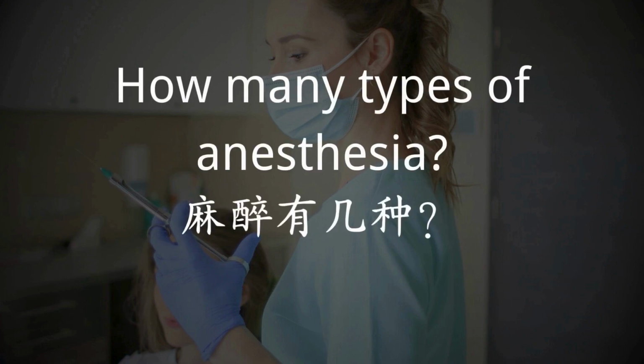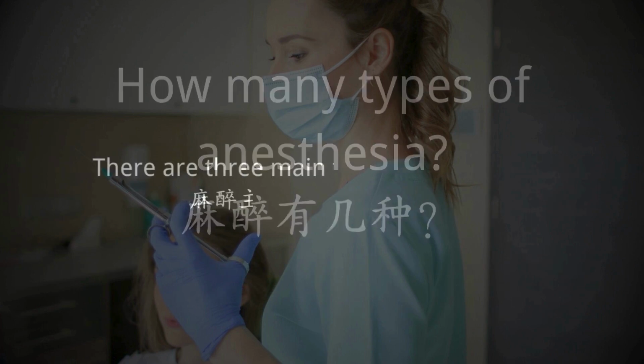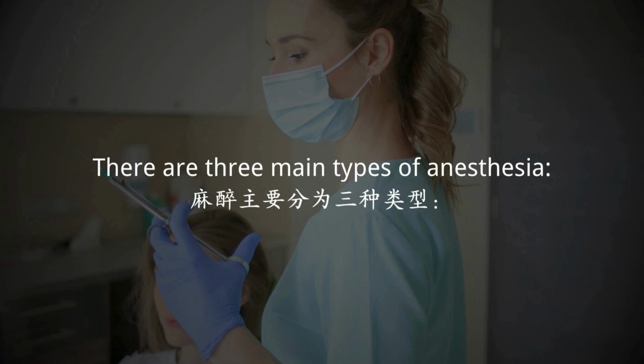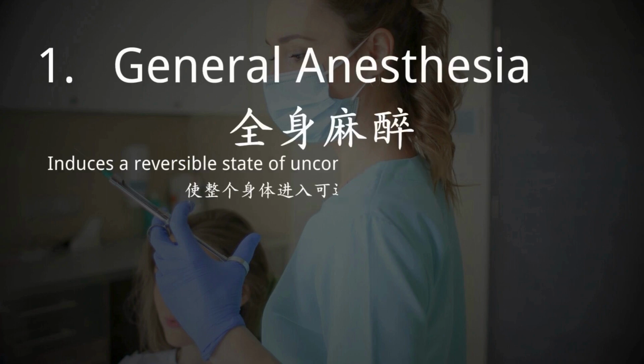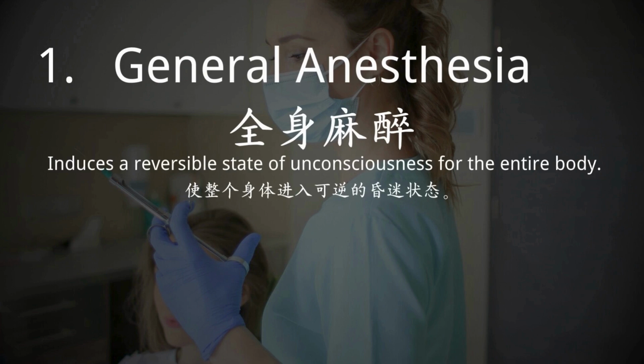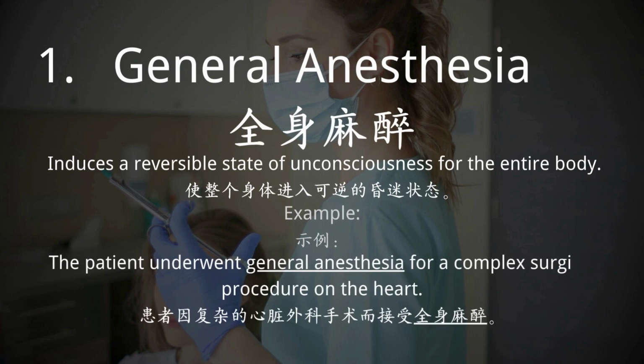How many types of anesthesia? There are 3 main types of anesthesia. General anesthesia induces a reversible state of unconsciousness for the entire body. Example: The patient underwent general anesthesia for a complex surgical procedure on the heart.